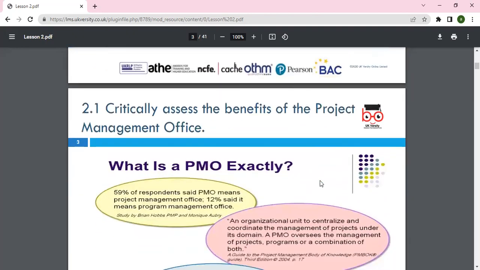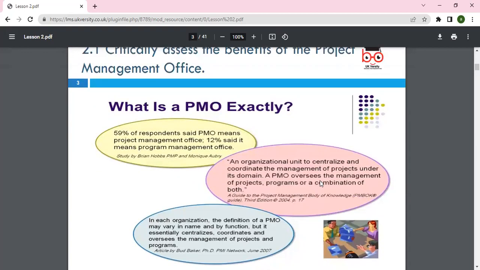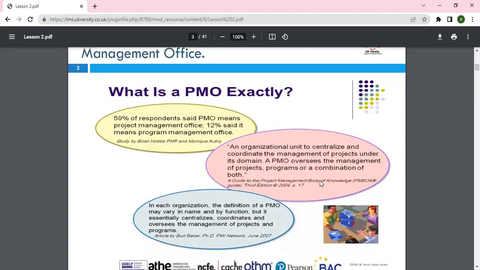Okay, so first we critically assess the benefit of project management. So what is a PMO? Project Management Office. Yes, project management. 59% of the respondents said PMO means the project management office. 12% said it means the program management office.